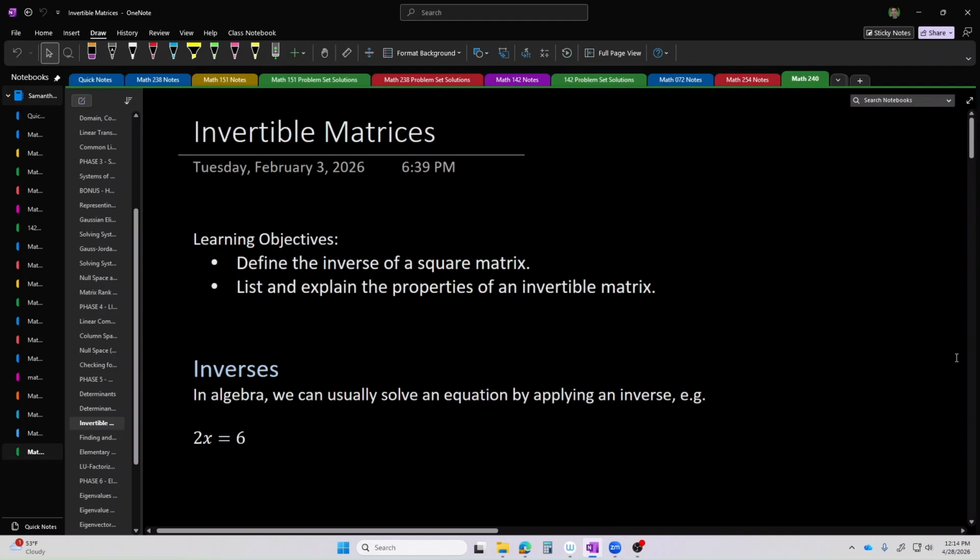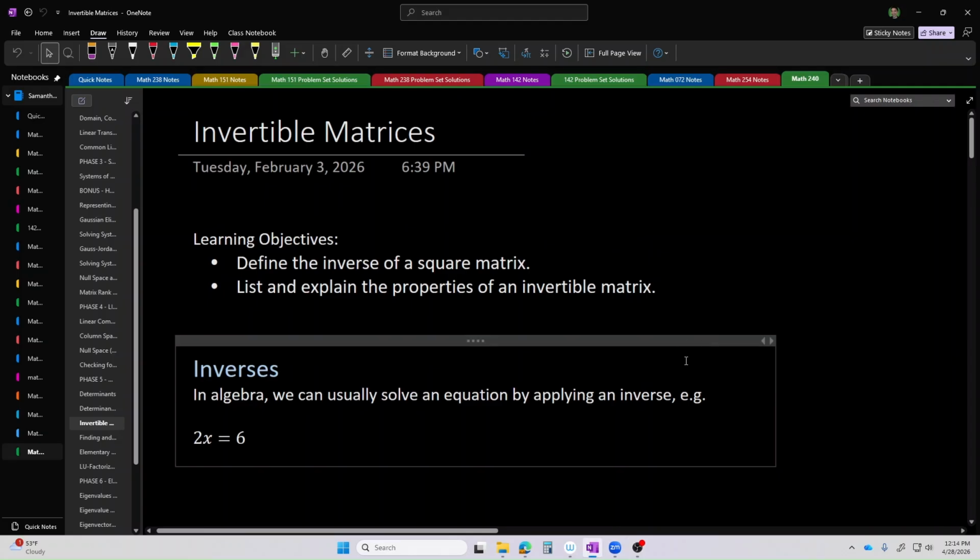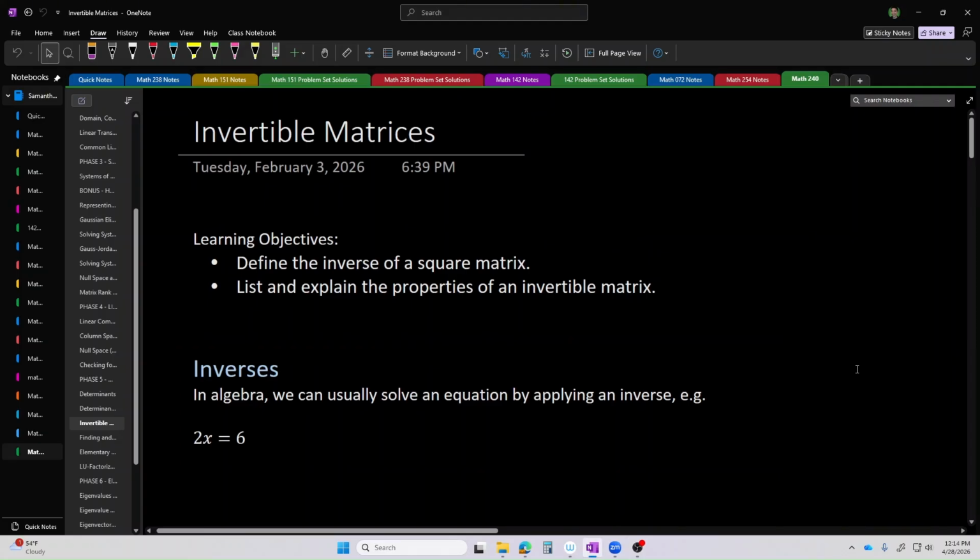In this video, I would like to begin to introduce the concept of an invertible matrix and the inverse of a matrix. Today we're going to focus just on concepts in theory, and in the next lesson we'll focus on how to find the inverse of a matrix and how to use that inverse once you have found it.